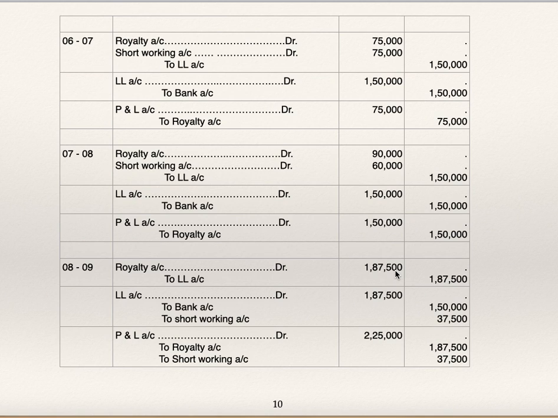So now we'll see the journal entry. Royalty account debit 1,87,500 to landlord 1,87,500. Landlord 1,87,500 to bank 1,50,000 to short working 37,500. This is recovery of short working. Profit and loss account debit to royalty to short working. This 37,500 short working is short working written off which cannot be recovered.